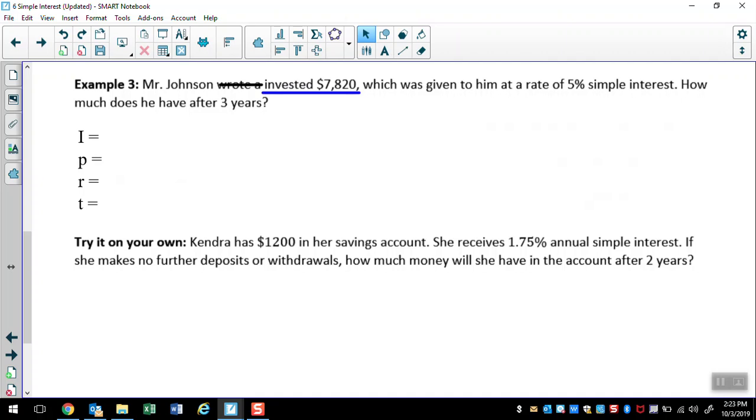So he invested $7,820. That's what he started with. He was given a rate of 5% interest. How much does he have after 3 years? All right, well, they want to know how much does he have in total after the 3 years. Well, before we can find out the total amount, we first need to figure out how much interest he actually earned. So we're going to do just what we've been doing. Start with our formula. We're going to substitute in our values after we convert our percent over to a decimal.